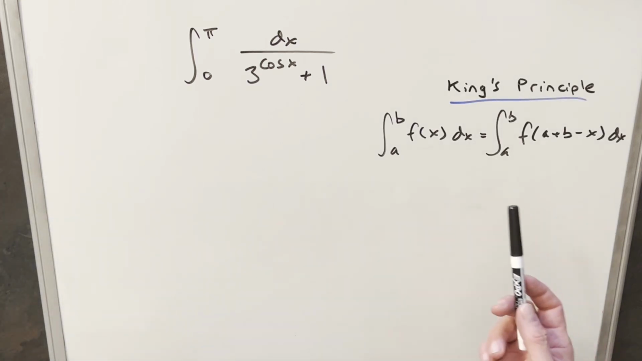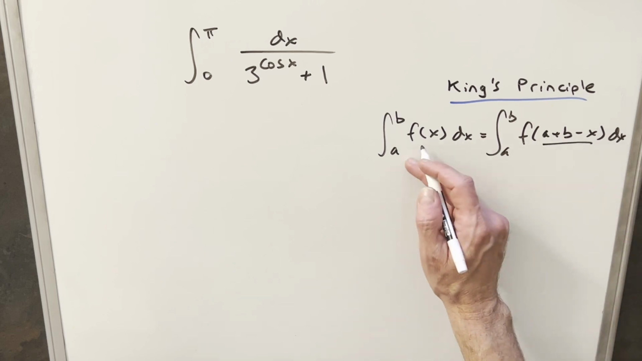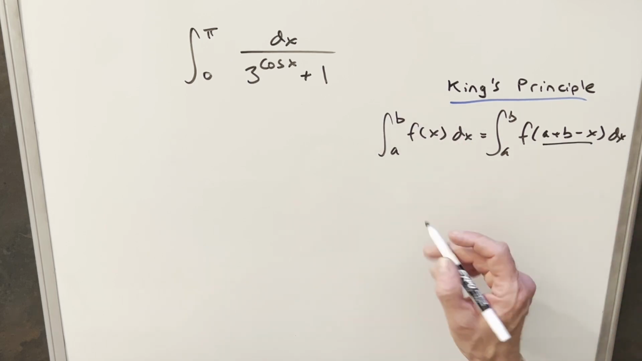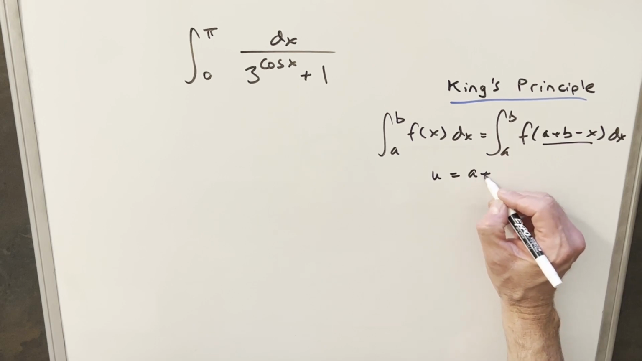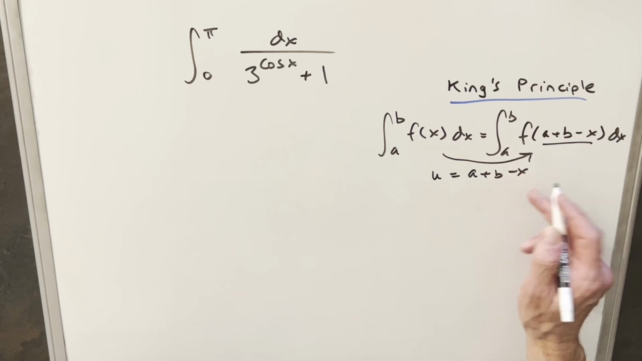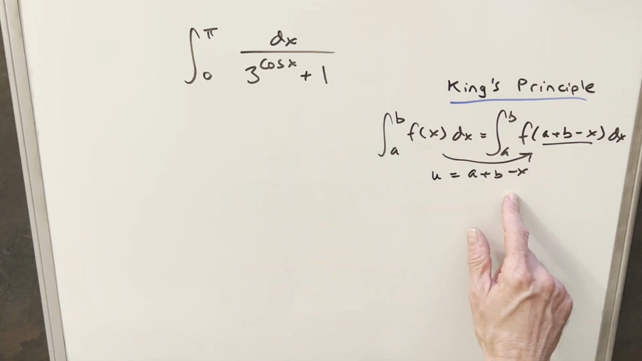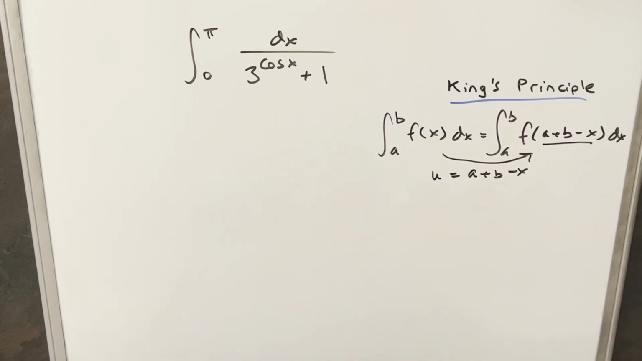Okay, now we have the King's principle over here on the board to the right. We can notice that this is just adding the bounds, a plus b minus x. So it's very easy to show this just by making a u substitution for a plus b minus x, and that's going to really get you from here to here with a few steps. And if you wanted more details on this, I did a video. It was called King's Principle, How It Works, Why It Works, or something like that, and I can provide a link in the description for that.